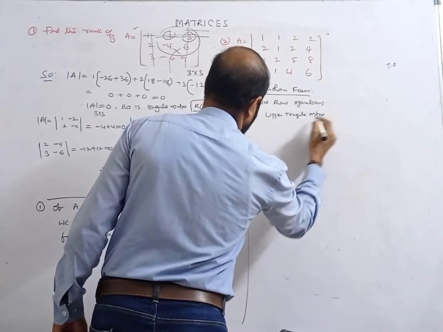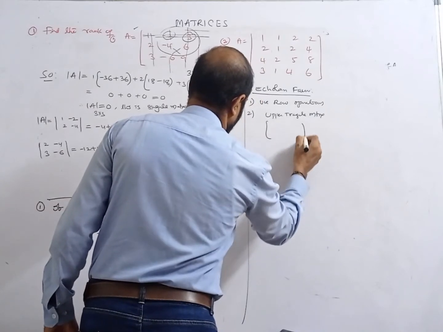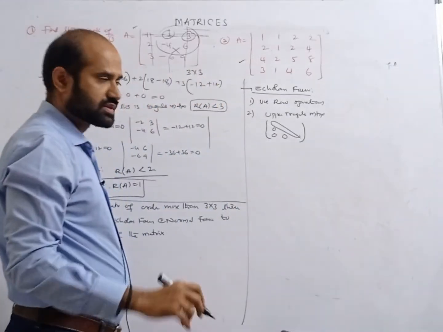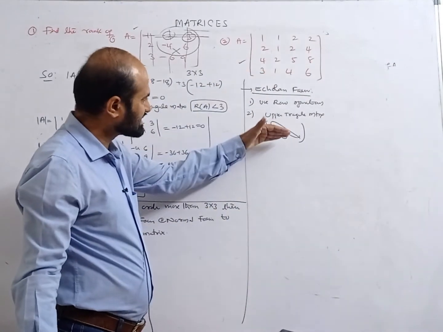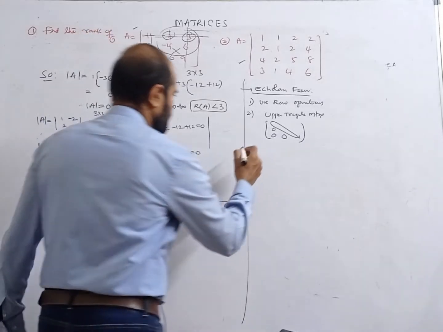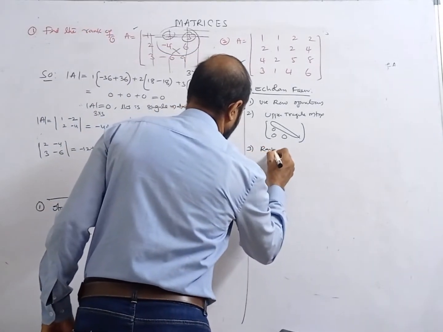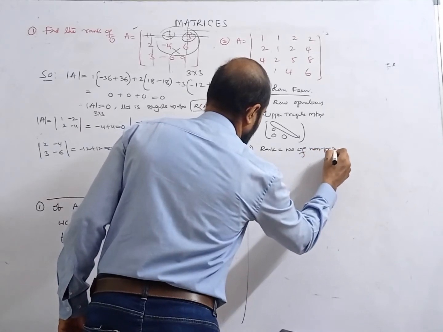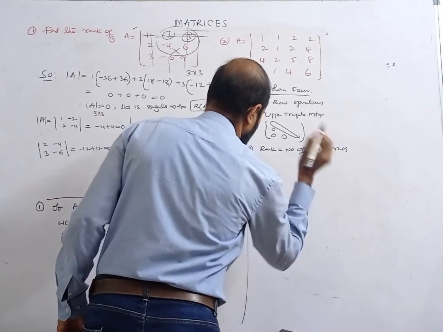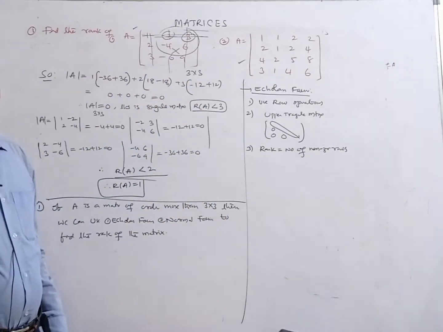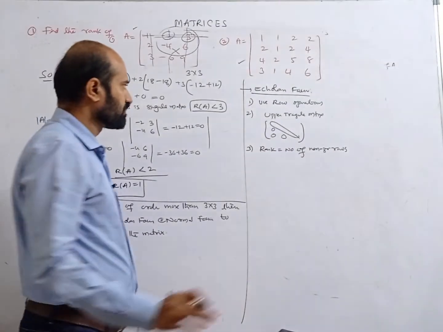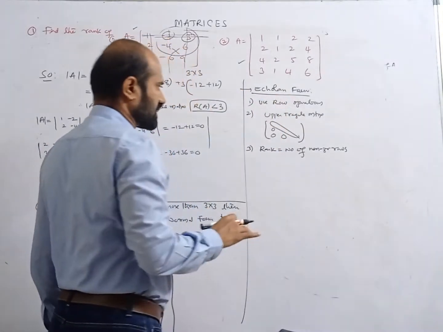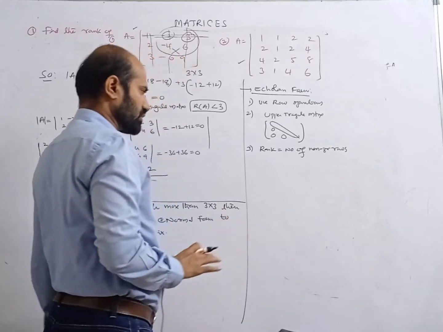Upper triangular matrix. What is an upper triangular matrix? All the elements below the principal diagonal are 0. So bring this matrix into upper triangular matrix. Then the third point is that the rank of the matrix is nothing but the number of non-zero rows. That's all. So what is this procedure? Use only row operations, bring the matrix into upper triangular form, and the rank is equal to the number of non-zero rows.